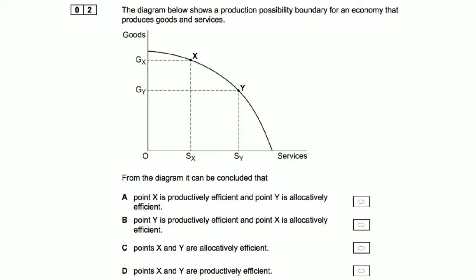Allocative efficiency is when there is an optimal distribution of goods and services taking into account consumers' preferences. The production possibility boundary doesn't tell us anything about consumer preferences. All it tells us is what combinations of goods and services our economy can produce if all of the resources were being used. Therefore, we cannot comment about allocative efficiency from this diagram. Thus, the answer to this question is D.